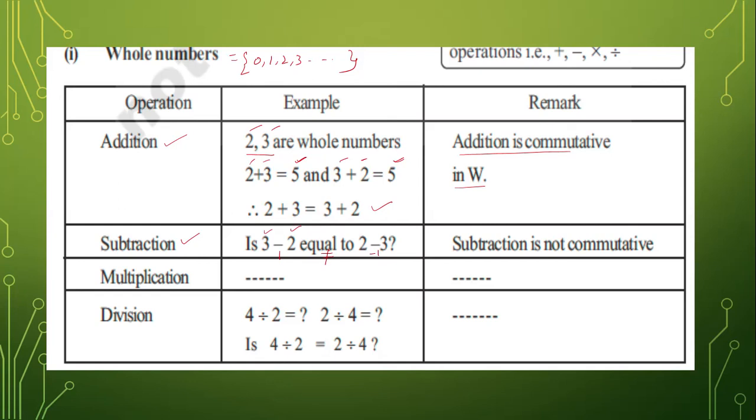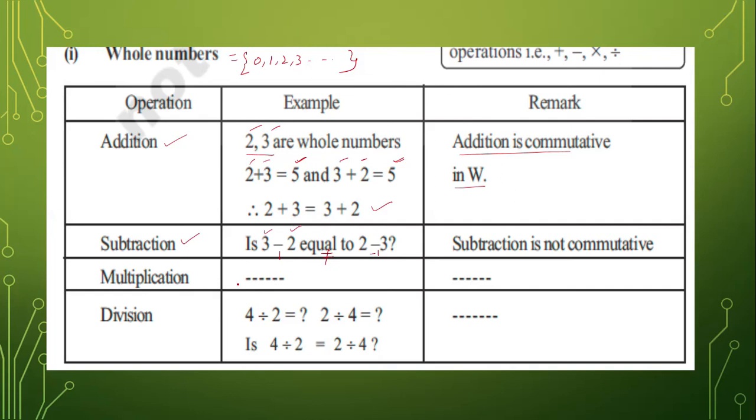If the result is the same, then we can say it is commutative. If the result is changed, and both are not the same, then we can say it is not commutative. Here in subtraction, 3 minus 2 is 1, 2 minus 3 is minus 1, then we can say subtraction is not commutative.